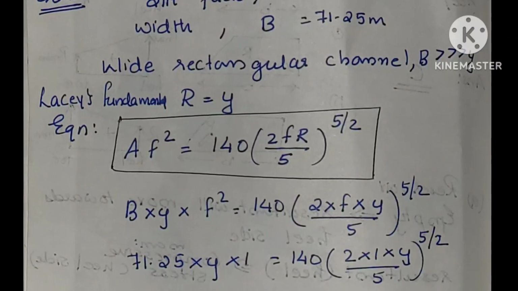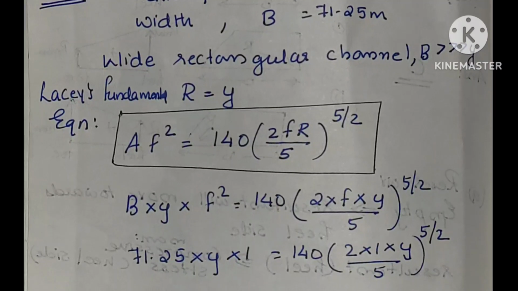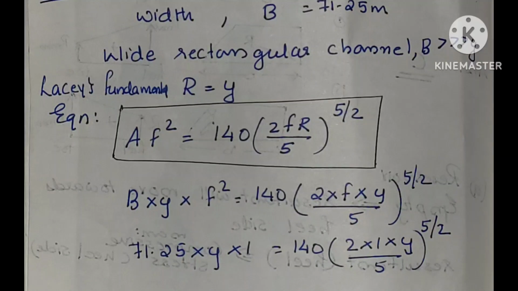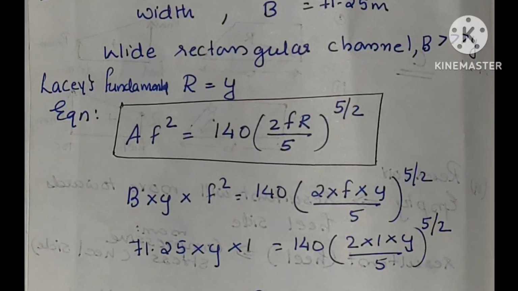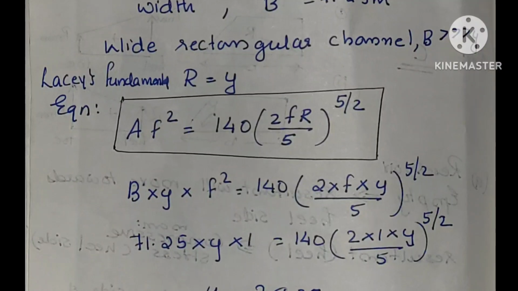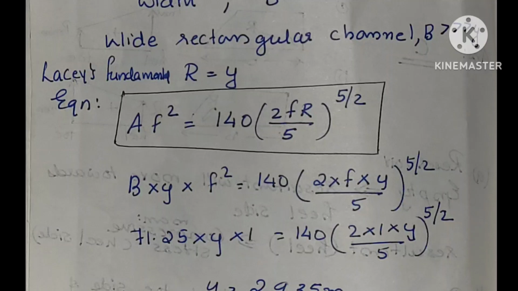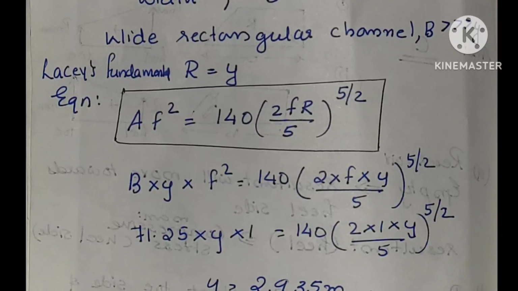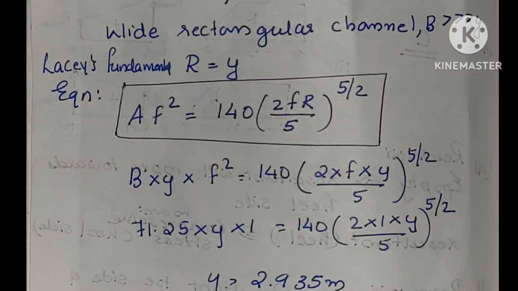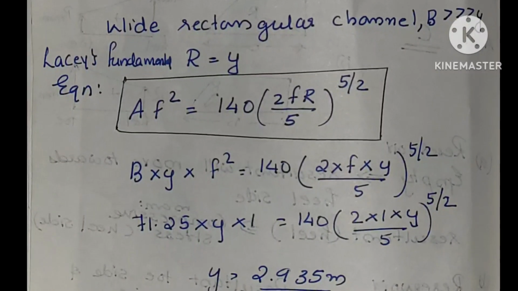According to Lacey's fundamental equation, for finding out A, F squared is equal to 140 into (2FR by 5) raised to 5 by 2. Here the value of B is 71.25, that's given. Then Y into F, F is 1, then 140 into 2, here also F is 1. On solving, we get the value of Y as 2.935 meters.